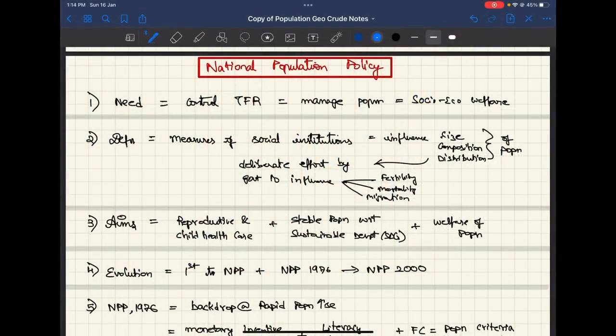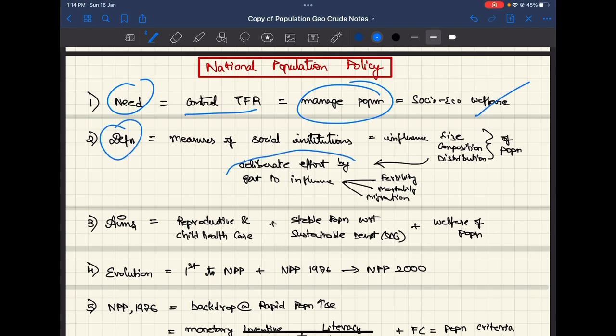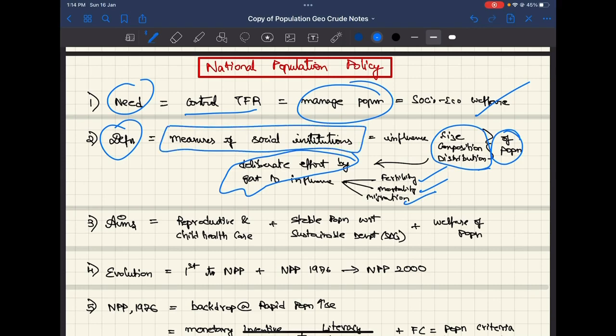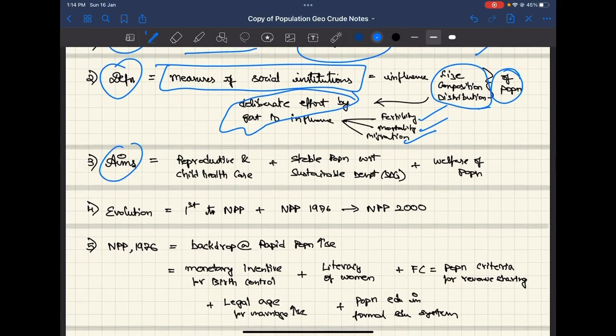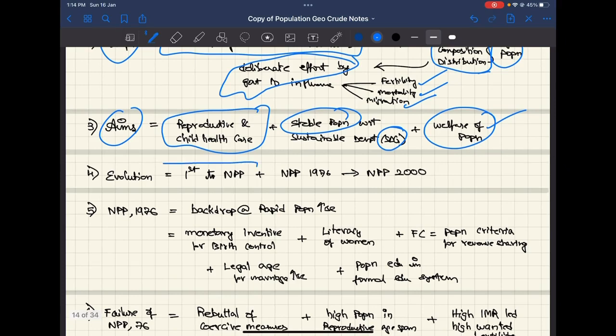Now coming to national population policy, the need is to control TFR, and hence manage the population, and hence manage the socio-economic welfare. We can define it as a deliberate effort by the government to influence fertility, mortality, and migration, thereby controlling the size, composition, and distribution of population. So it is a measure of social institution. The aims are reproductive and child health care, stable population with respect to sustainable development goals, and welfare of the population. And India was first to have the NPP.